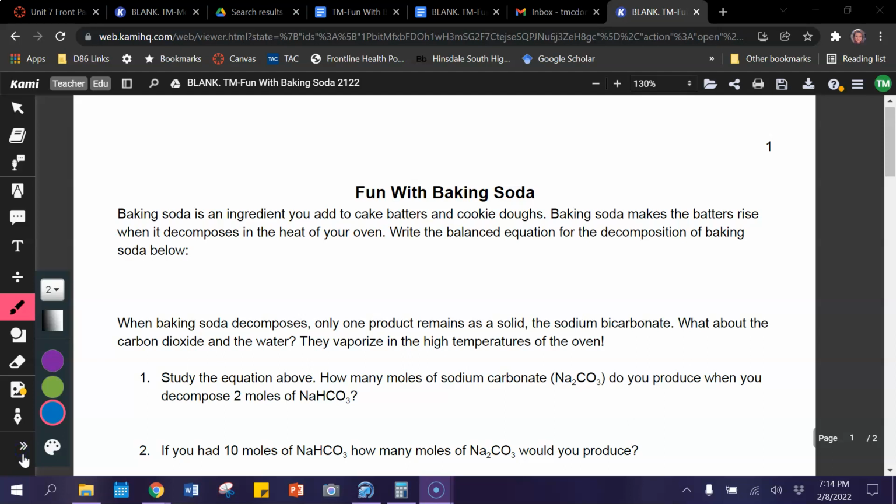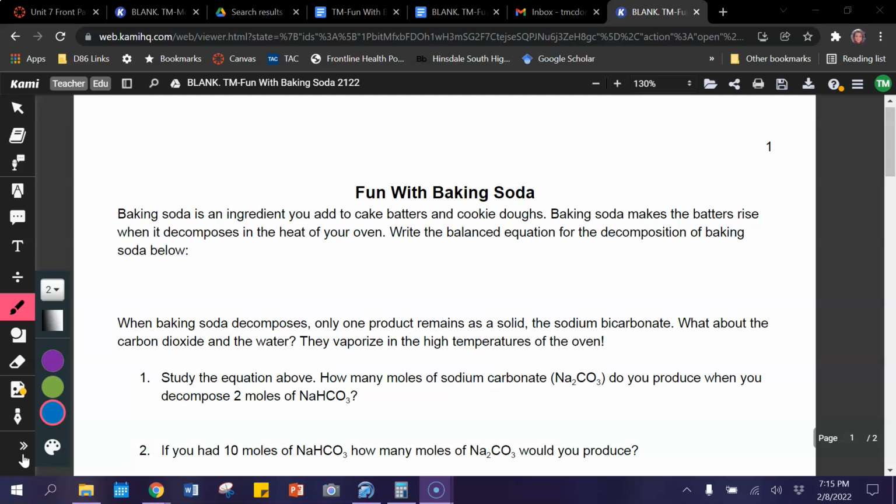Hello chemistry students, we're going to continue our study of stoichiometry, or the relationships among compounds that participate in reactions, by doing a little kitchen chemistry. Welcome to Fun with Baking Soda.